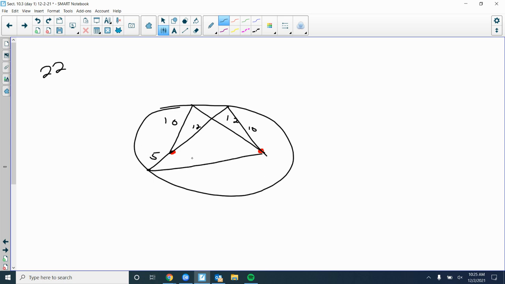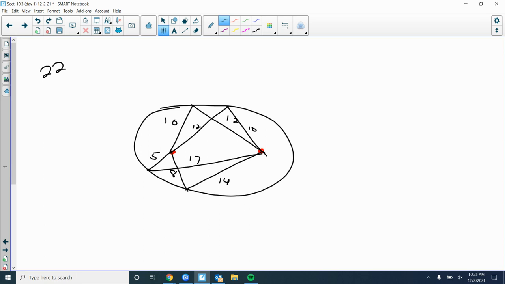17. Okay. This might be 8. Then this distance would have to be 14. Okay. So that's how you do that. You get 2 points, then you just start measuring. And then when you're done, you get an ellipse.